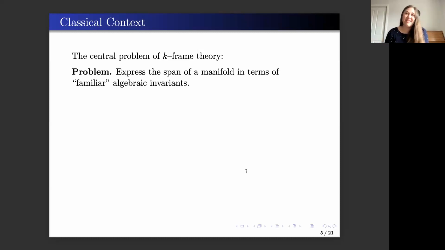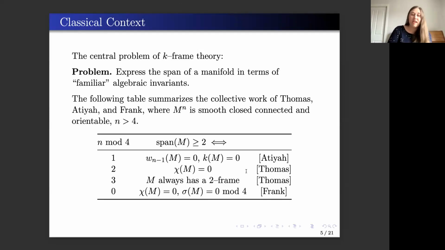Although there's a lot left to do, at least for low dimensions, we do know something. This table gives necessary and sufficient conditions for an n-manifold, where n is arbitrary. I'm just assuming it to be greater than or equal to 2. So I'll try and talk you through this table. This is the oriented case. So I'm additionally assuming that M is orientable and sufficiently nice, which means smooth, closed, and connected.